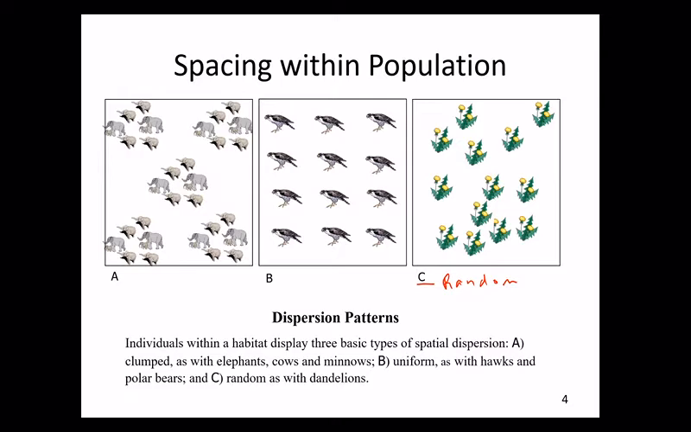The second one is a uniform. And the uniform dispersal, shown here by our hawks, or our birds of prey, in this case, the interaction between the individuals will result from competition for a common resource, food or water. And because of this, the organism will defend its area. And so that leads to an even dispersal throughout the population. And so we're showing the example here with the hawks.